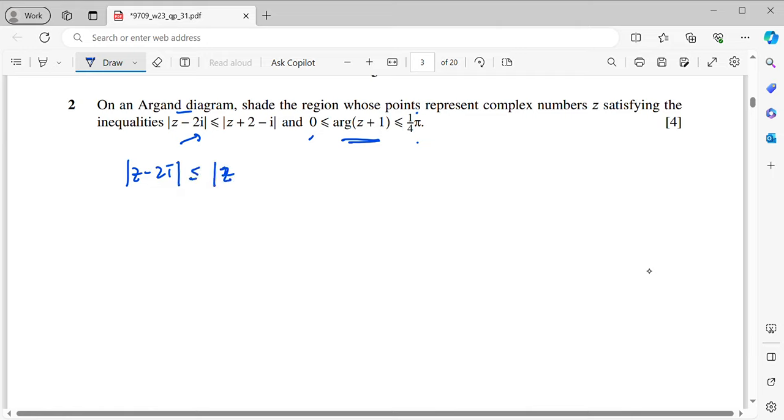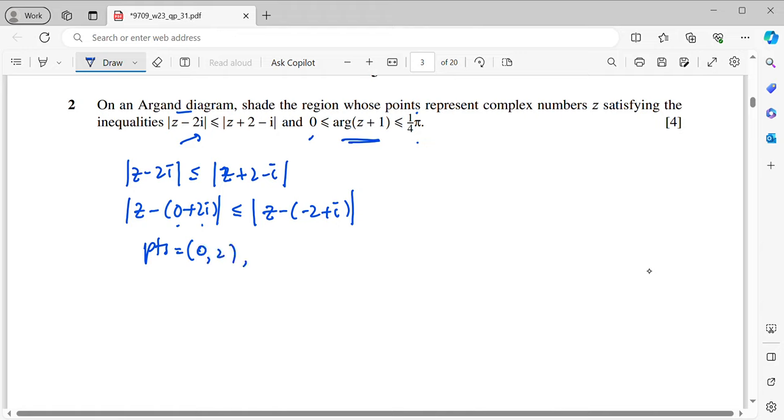Okay, so I will change this inequality into the general form, which means it's z minus 0 plus 2i for the left hand side, and for the right hand side it will be z minus negative 2 plus i. Then from here I will be getting 2 points. The first point with coordinates 0 and 2, and then the second point with coordinates minus 2 and 1 because of the 1i. Okay, and same goes to the next inequality.